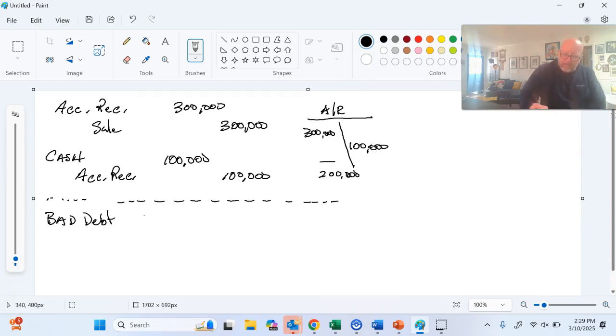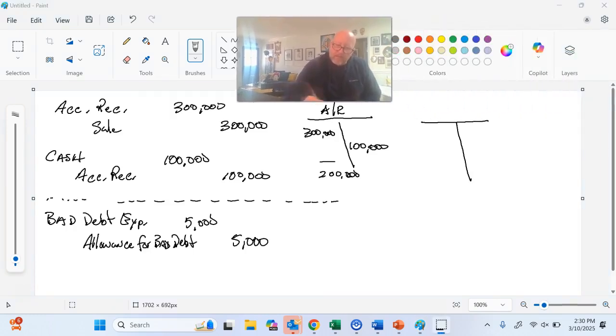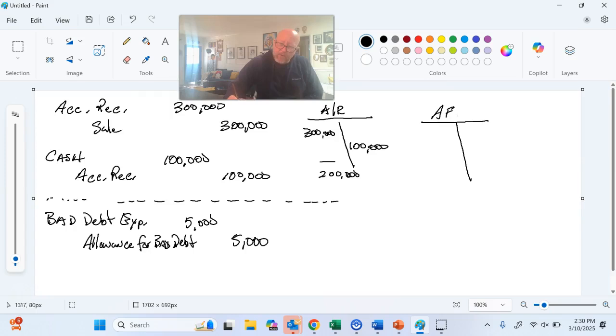Bad debt expense 5,000. And now a new account that you haven't seen yet, allowance for bad debt. Credit 5,000. The allowance for bad debt is a balance sheet item. It's a contra asset, allowance for bad debt.